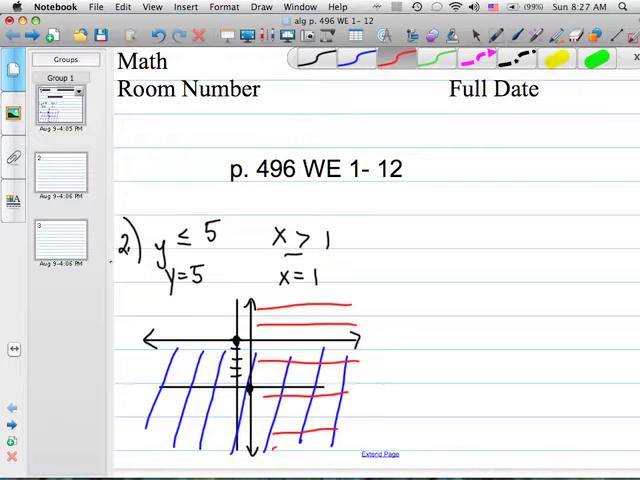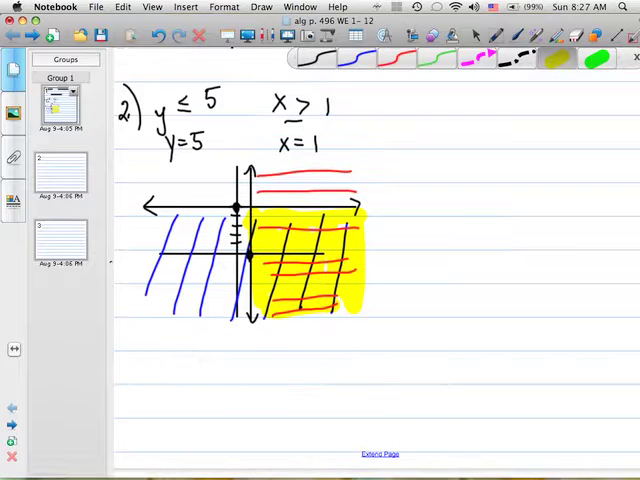So our double hatched area would be right in here. And it would also include the lines, solid lines. And that's our solution to that one. As I said, you could pick a point anywhere in this area and check it.